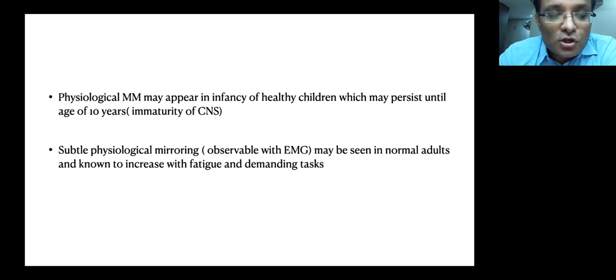Now, physiological mirror movements may appear in infancy of healthy children and may persist until the age of 10 years, primarily related to the maturation of the central nervous system. Subtle physiological mirroring may be observed more on EMG, is seen in normal adults, and it is known to increase with fatigue and demanding tasks. So there are very subtle findings. It may not be very obvious.